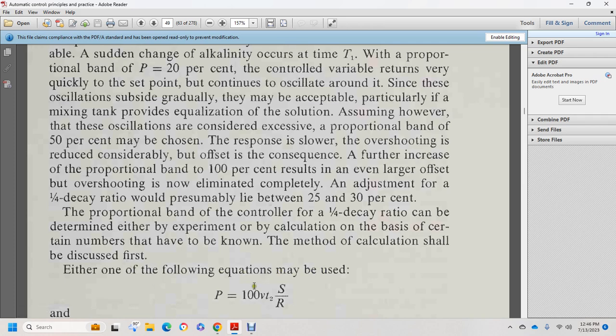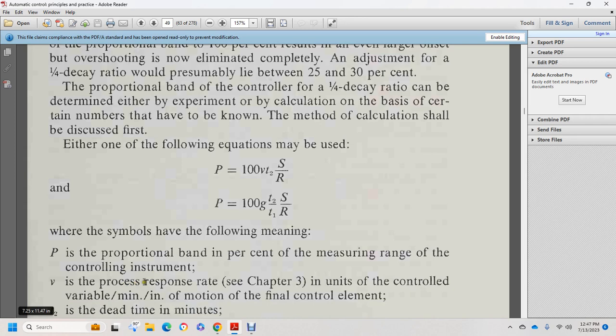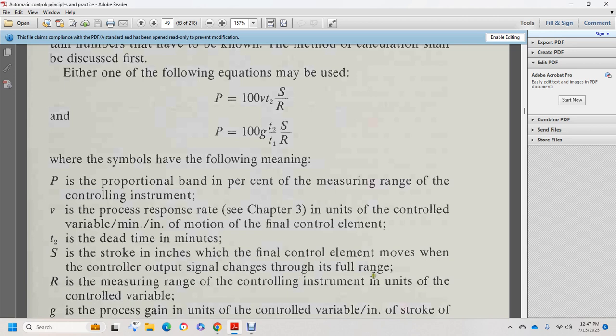The proportional band is equal to 100 times the proportional band percent of the measuring range over the control range, equal to 100 times the response rate R in units of the control variable per minute, times the dead time L, times S, the stroke in inches of the control element as the control output signal changes through the full range, over r, the range of the controlling instrument in units of the control variable. It is also expressed as proportional band equal to 100 times the gain times the dead time over the time interval, times the stroke in inches over the range of the control instrument in units.